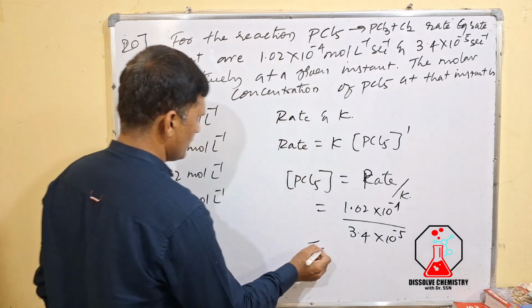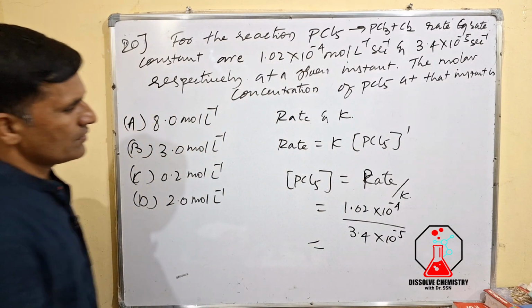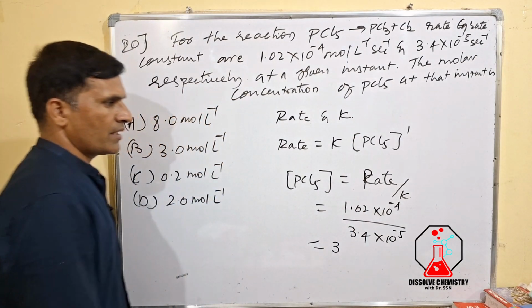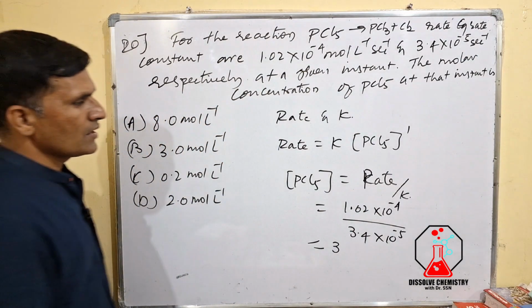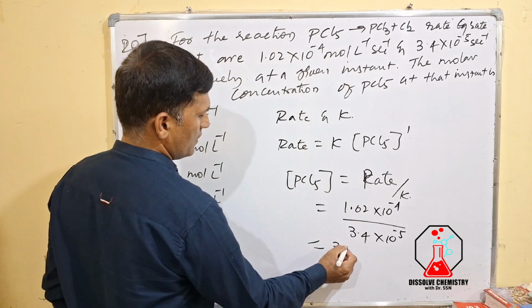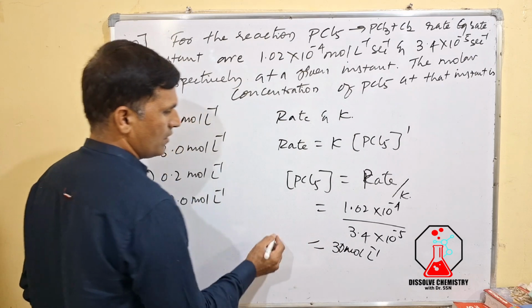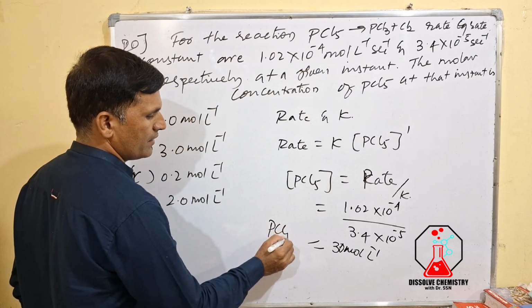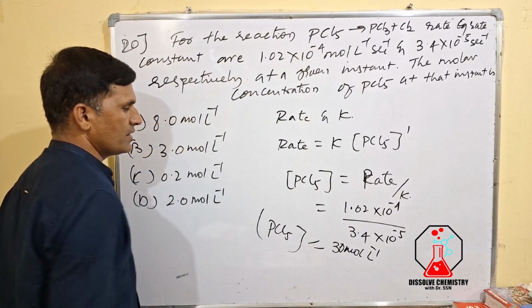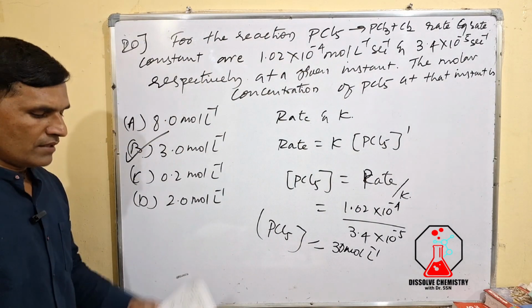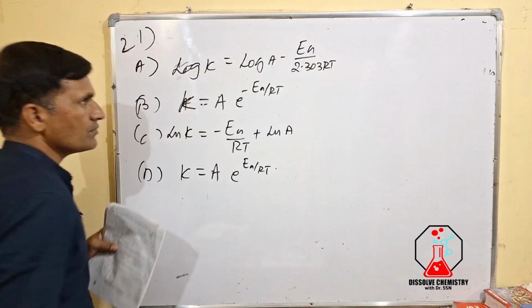Okay, so your answer turns out to be 3 mole per liter, the concentration of PCl5. Just simplify, you will get this answer, and your option is B. Okay, so let us move on to the next question.